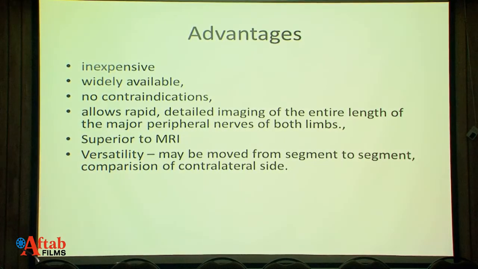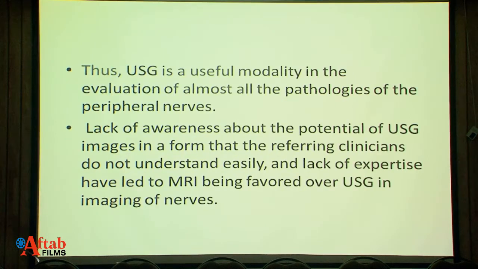So the advantages of ultrasound are that it is inexpensive, it is widely available, there are no contraindications, and it allows rapid and detailed imaging of the entire length of the major peripheral nerves, and it can always be compared on both sides. It is definitely superior to MRI because of its ability to have a dynamic study, and it can be moved from segment to segment, and comparison is always possible on both sides. Thus, ultrasound is a useful modality in the evaluation of almost all the pathologies of the peripheral nerves.